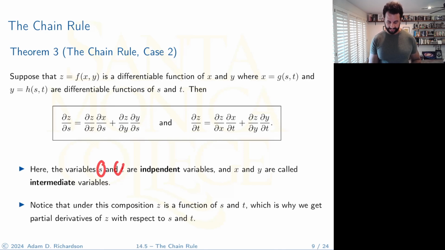Here, the variables s and t are the independent variables. Those are the ones that are independent, right? X and y are what we call intermediate variables. So they're variables that are kind of in the middle of the tree, as we're going to see in just a minute. And this part I already said. Under this composition, z is a function of two variables. That's why we're getting partial derivatives instead of just a single derivative like we did with case one.